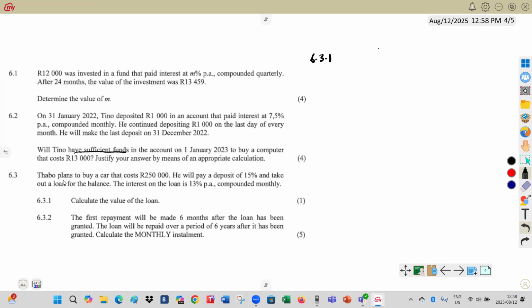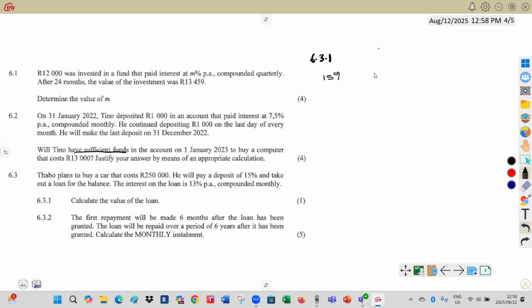6.3.1. They are saying Tabo plans to buy a car that costs 250,000. He will pay a deposit of 15% and take out a loan for the balance. The interest on the loan is 13% per annum, compounded monthly. Calculate the value of the loan. So as you can see, you are told he's going to pay a deposit of 15%. So you can calculate the 15%.